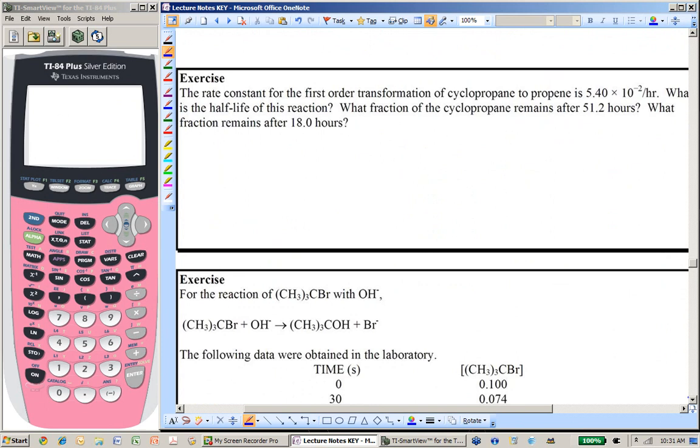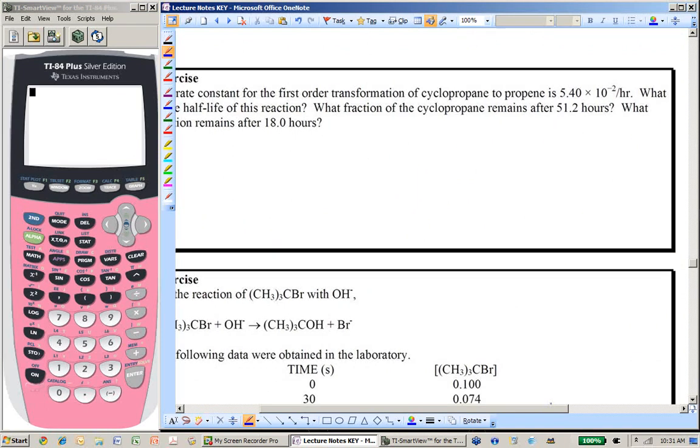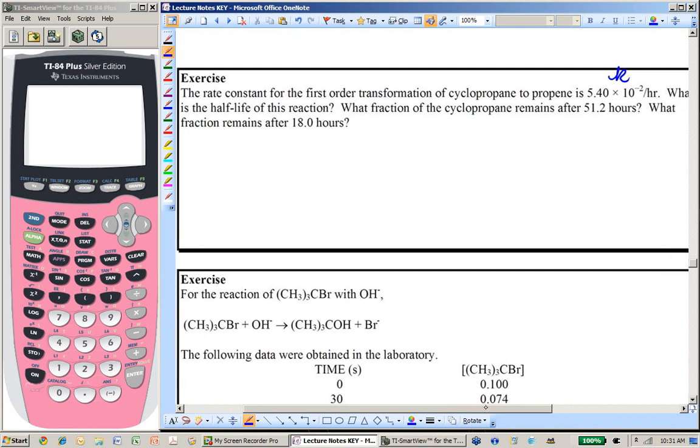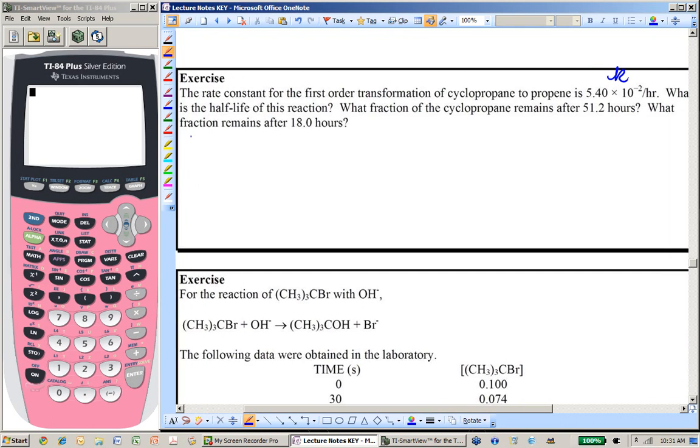Okay. The rate constant for the first order transformation of cyclopropane to propene is 5.4 times 10 to the minus 2 per hour. That's a K. What then is the half-life of this reaction? So let's solve for that first. T1/2 equals 0.693 over K. So plug your K in.